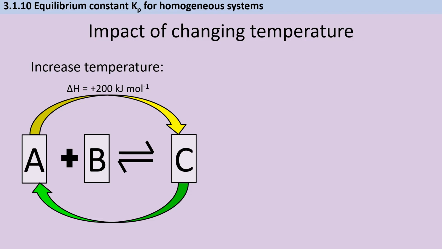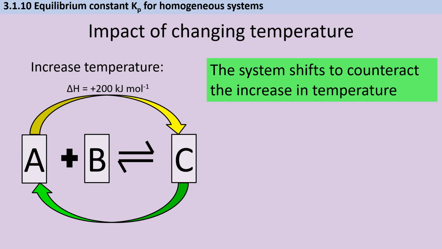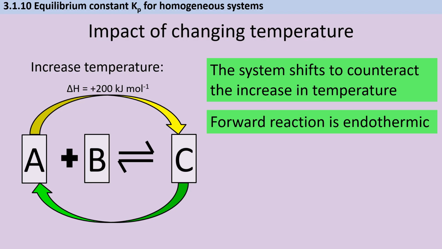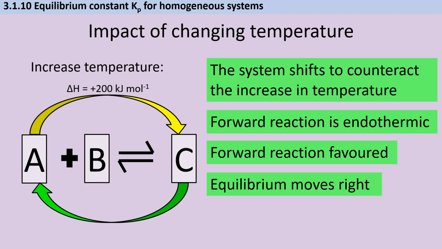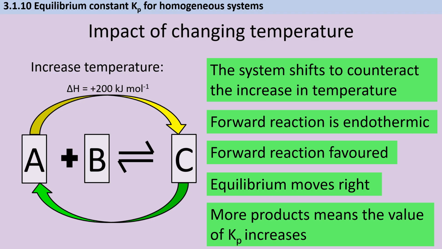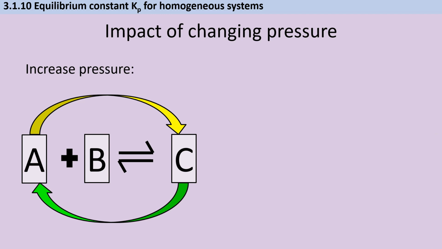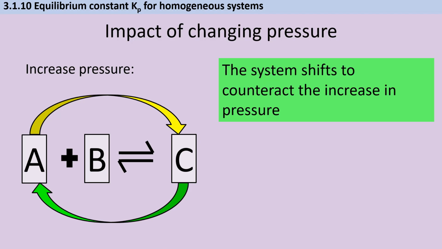the yield of the desired product, and also the value of Kp. So here I'm going to start off by saying the system shifts to counteract the increase in temperature. Then I'm going to say, well, I can see that the forward reaction is endothermic from the enthalpy value that they've given me there, and therefore that forward reaction will be favoured. That means that the equilibrium will move right, and that means that there'll be more products. And if there are more products, and remember products are on the top of my expression, then the value of Kp will increase.